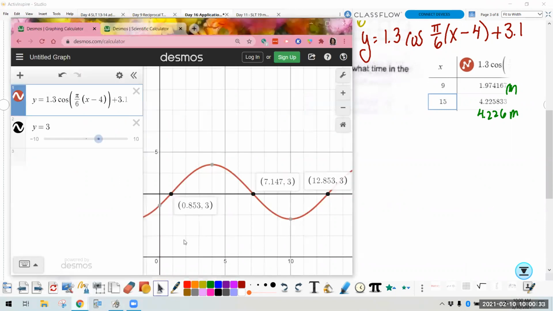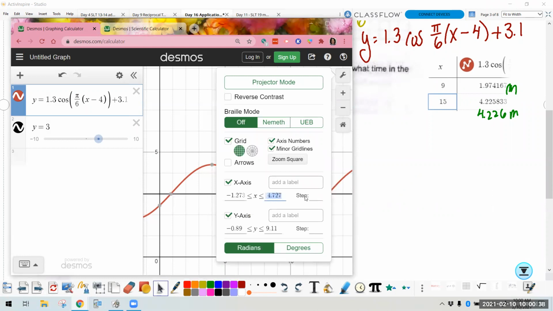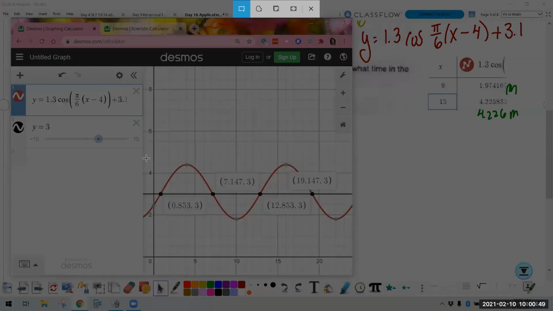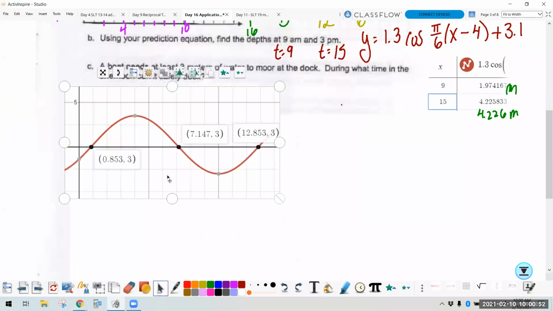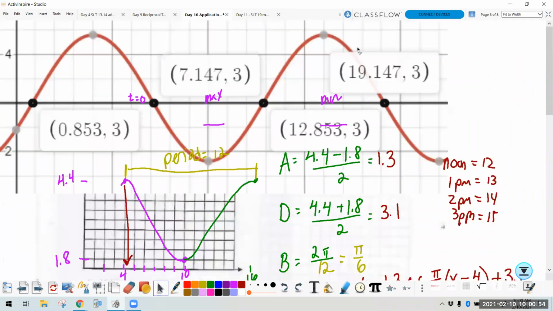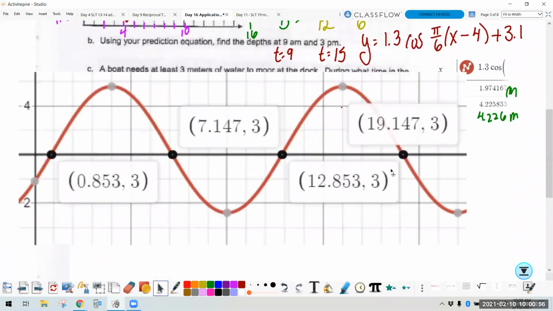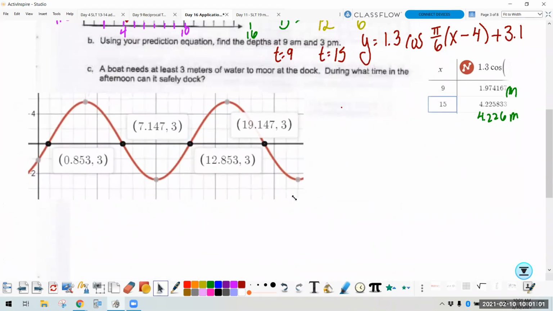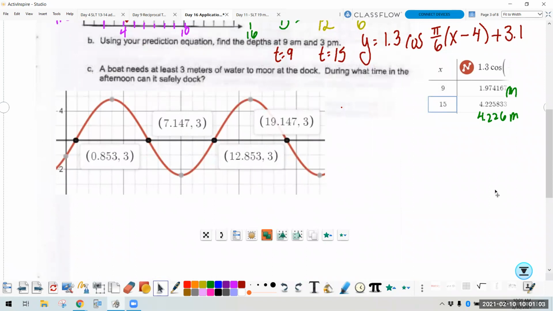So I actually don't think I have enough yet. Let's go to 24 hours, a whole day. Now, I don't know if afternoon considers evening, so let's just get all of these points again. Update this. All right. During what time can it dock safely?